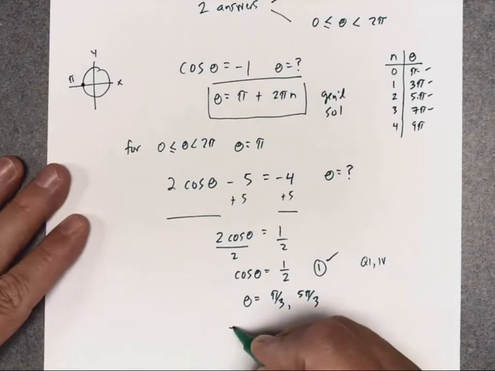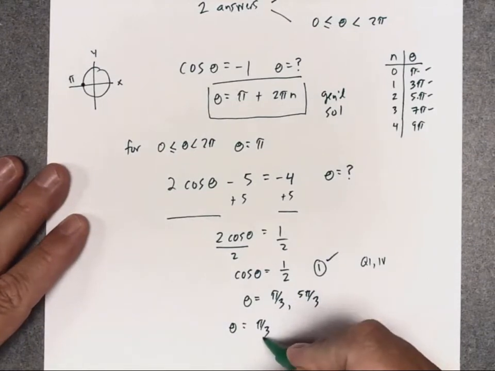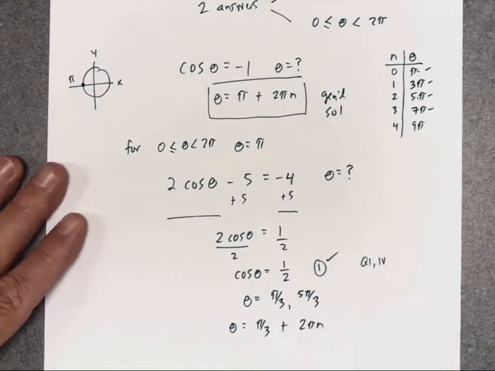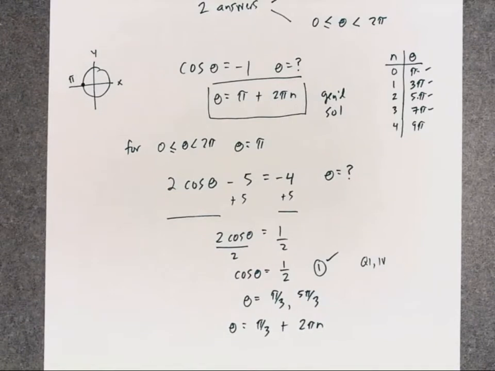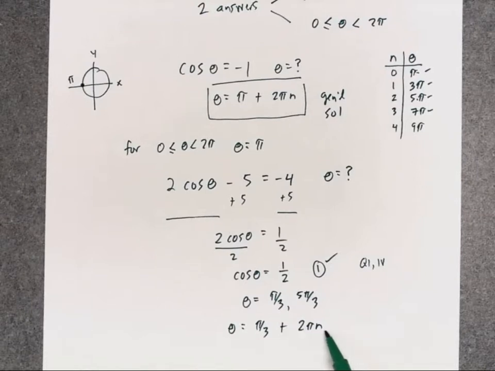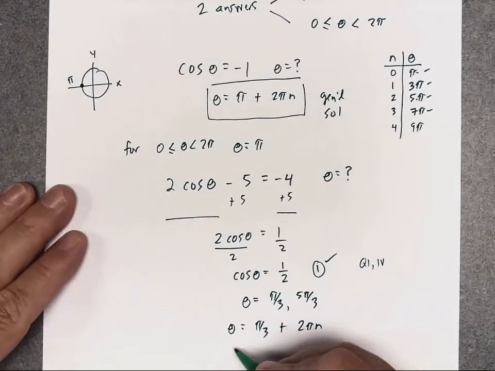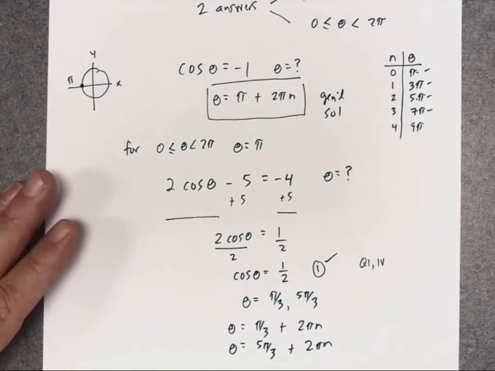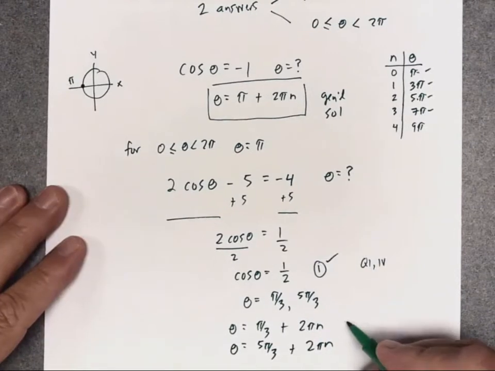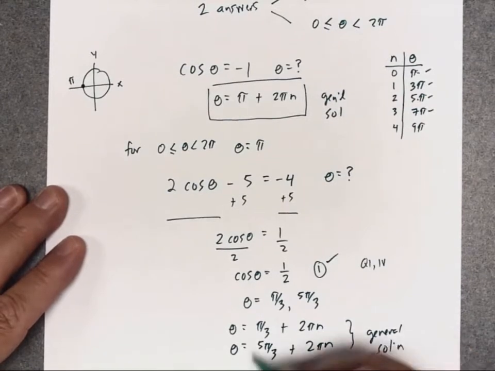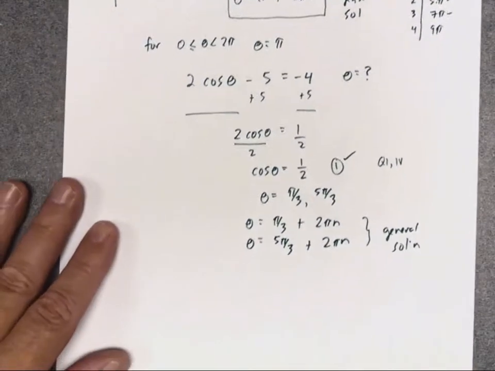So now what I have to realize is, of course, when I start making multiple trips around the unit circle, I can have a lot more solutions. So I take that first angle, the angle in quadrant 1, and I add 2 pi n into it. And then the second solution will be written as, I take the 5 pi over 3 angle, and I also add 2 pi n into that. So this is what I like to call my general solution. This is all angles that are a solution.